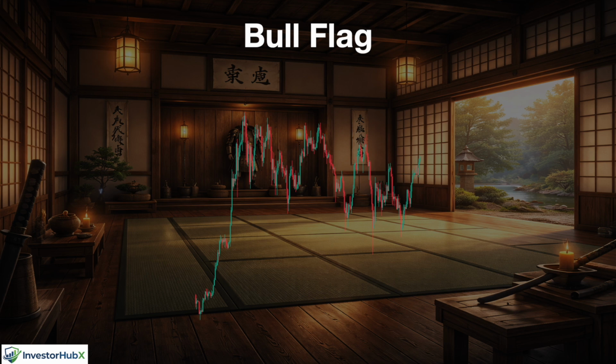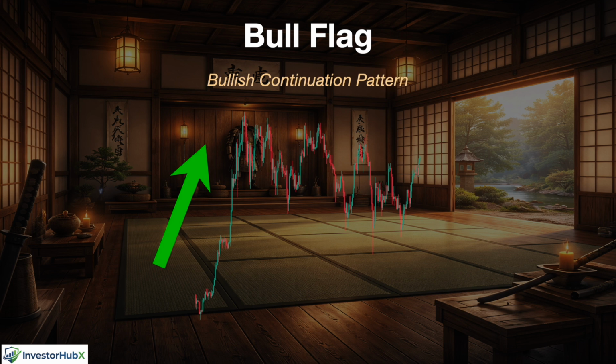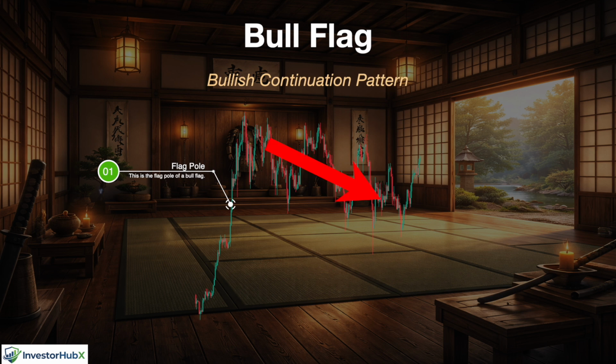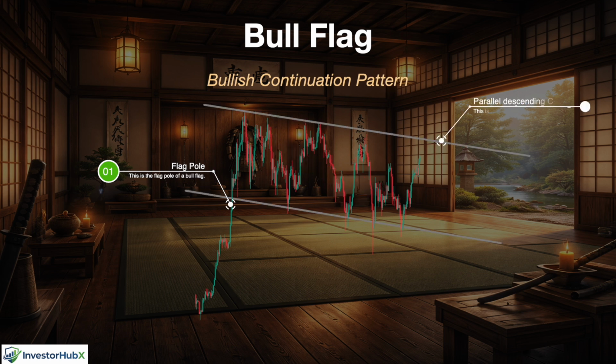Let's start with a bull flag. A bull flag is a bullish continuation pattern. First, we have this strong upward move. This is known as the flagpole. It represents strong bullish momentum and an established uptrend. After that, price begins to pull back slightly and forms a parallel descending channel. This is the flag. You'll notice that this structure is made up of lower highs and lower lows, connected by two downward sloping trend lines.